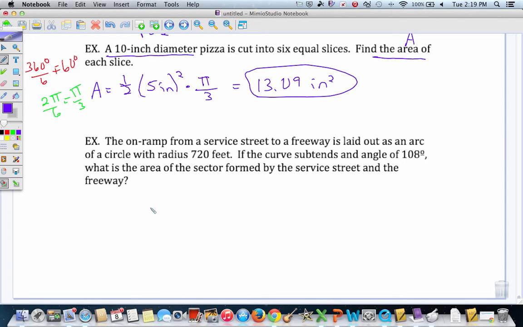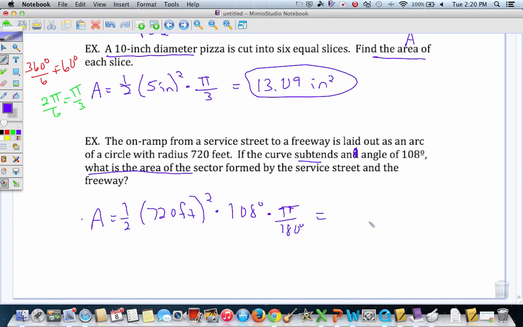Couple more here. The on-ramp from a service street to a freeway is laid out as an arc of a sector of a circle. The radius is 720 feet. If the curve subtends, or creates, an angle of about 108 degrees, what is the area of the sector formed by the service street and the freeway? Once again, you can see that phrase, that question for the area. So area is going to equal 1/2. In this case, our radius is 720 feet. We're going to square that.